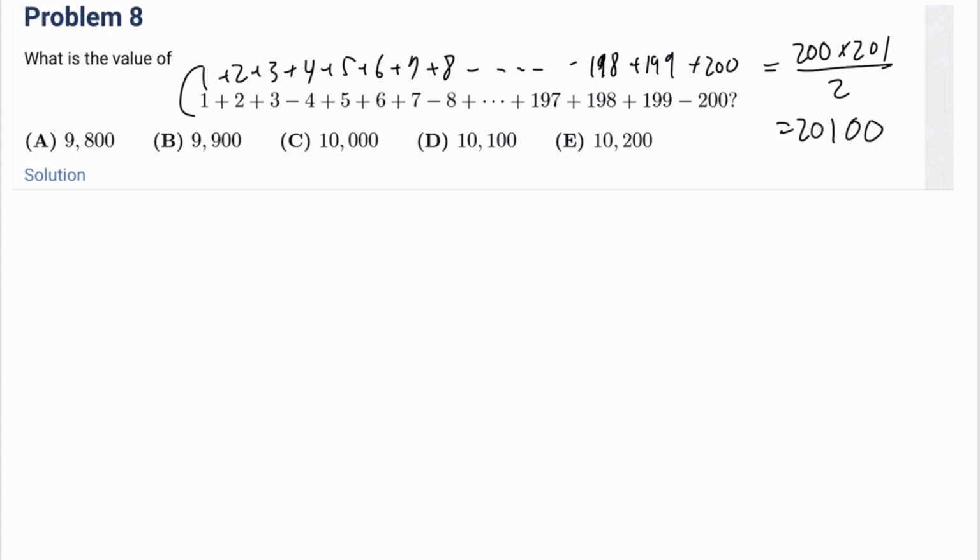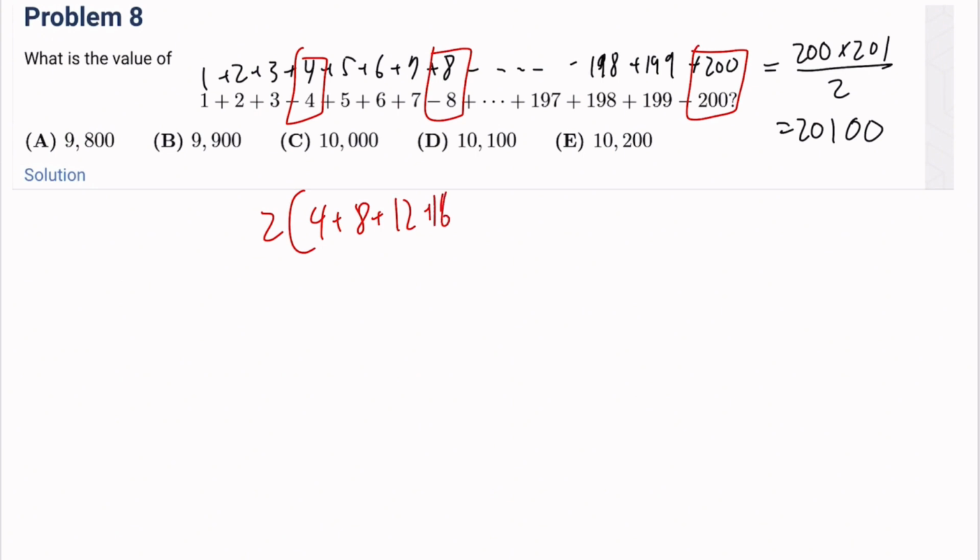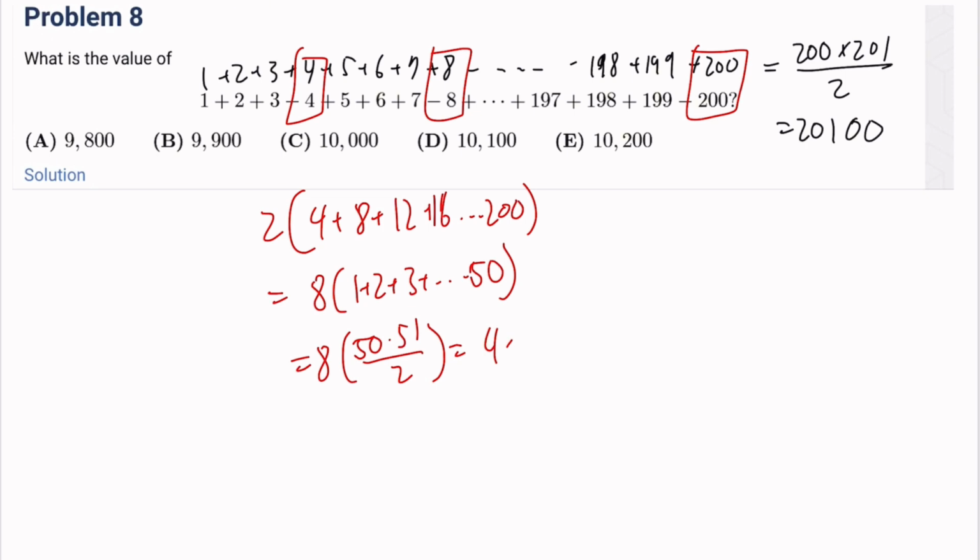But then the difference between these two is in the multiples of four, right? So it's 4, 8, all the way to 200. But then we have 2 of each, so the difference is going to be 2 times 4, 8, 12, 16, all the way to 200. So this is 8 times 1 plus 2 plus 3 plus all the way to 50, right? And so this is 8 times 50 times 51 over 2. So this is 4 times 50 times 51, right?